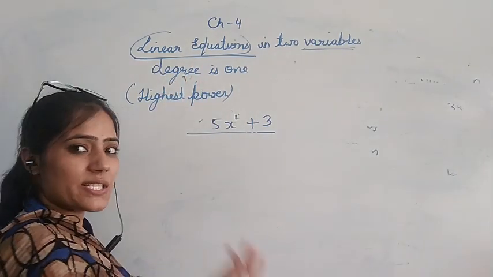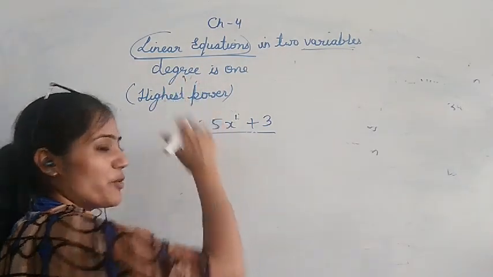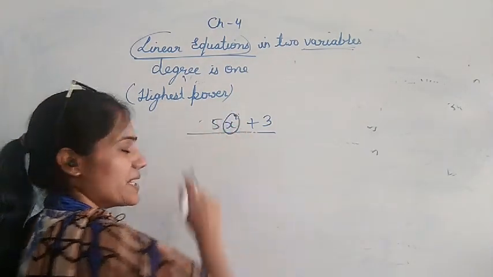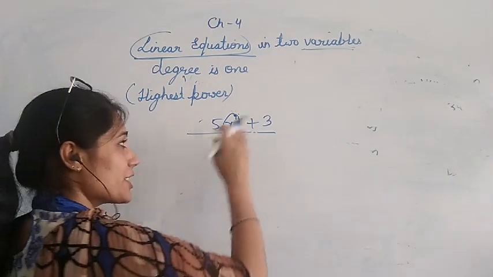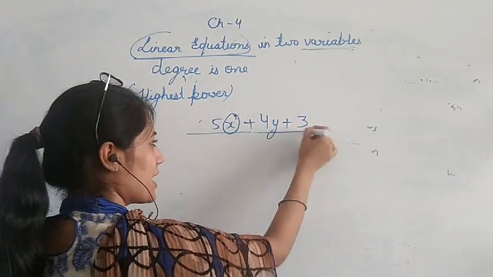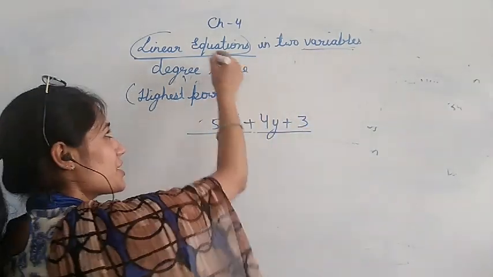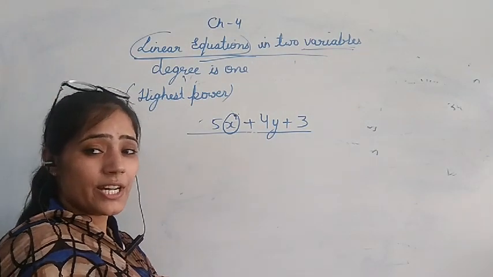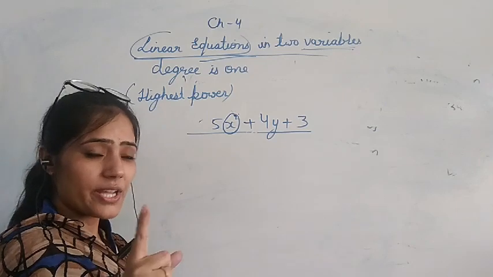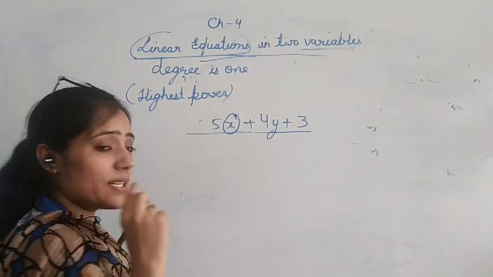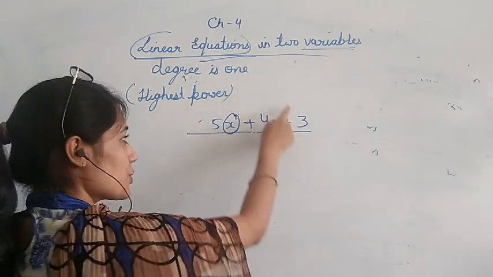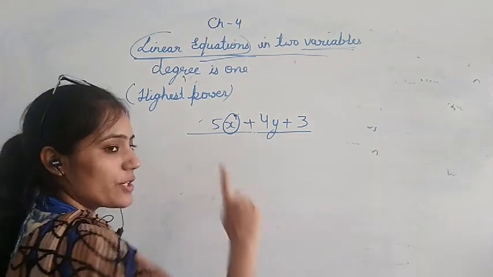In this only I am asking, is it a linear equation in two variables? No. Why? Because only one variable is there, that is only x. Instead of 5x plus 3, if I am writing 5x plus 4y plus 3, now it is a linear equation in two variables. So two points must be there: first, degree should be 1, and second, there should be two variables. This is the form of linear equation in two variables.